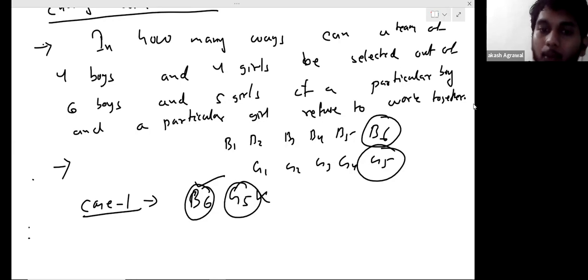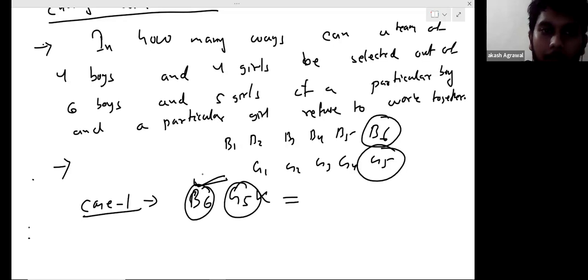Okay, so हमने दोनों में कंडीशन डाल दी है that B6 must be selected, but G5 must not be selected. Okay, so how many boys we have to select? 4, but we have already selected one, which is B6. Yes or no?